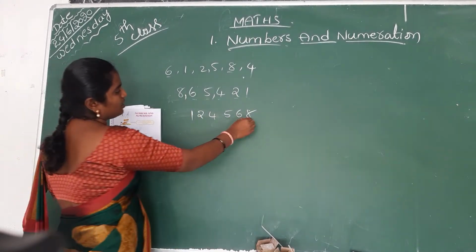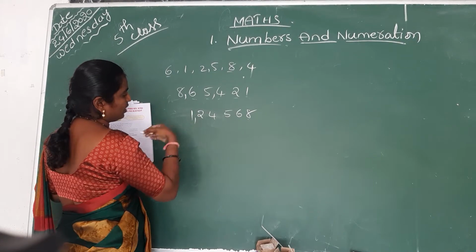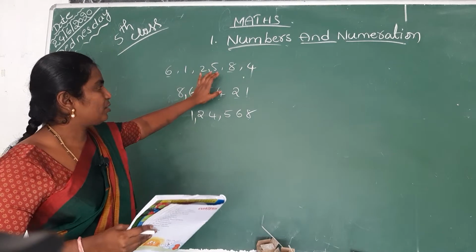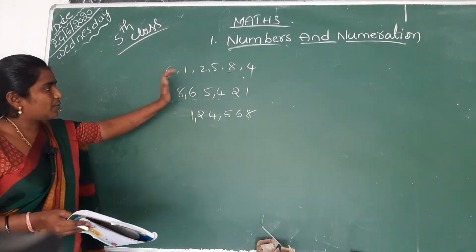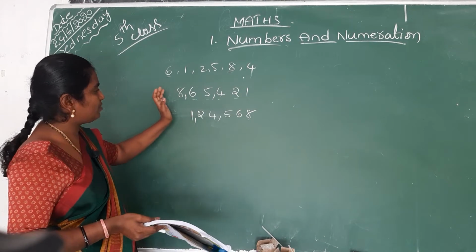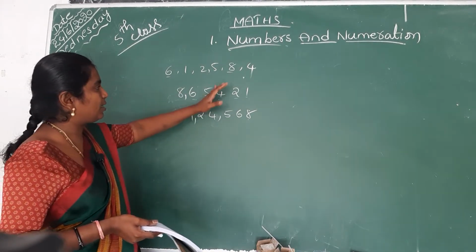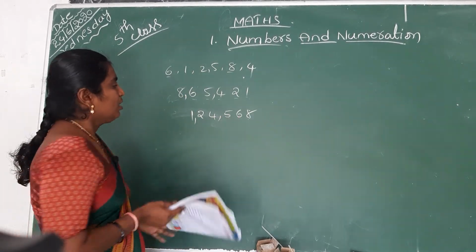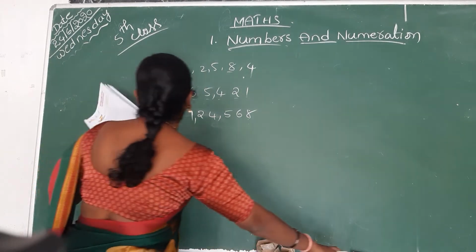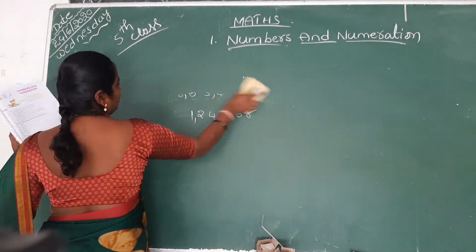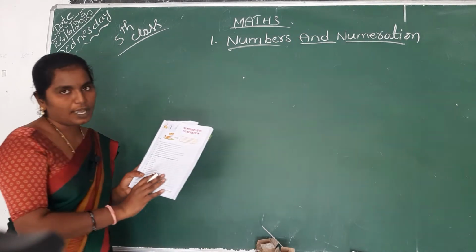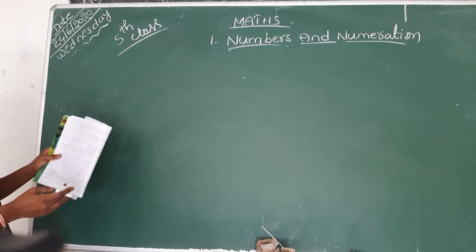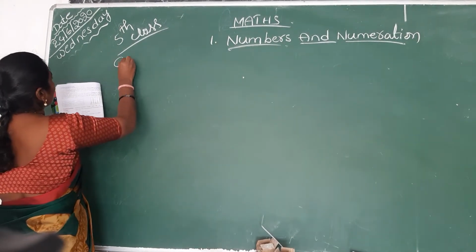Now read this number: ones, tens, hundreds, thousands, ten thousands, lakhs. 1,24,568 is the smallest number we got by using these digits. By writing the digits in descending order, from biggest to smallest, we get the greatest number. By writing them in ascending order, from smallest to biggest, we get the smallest number. Now this paper is completed. You have to fill this paper in your textbooks. Next I am going to the next paper. The next topic is counting beyond 1 lakh.